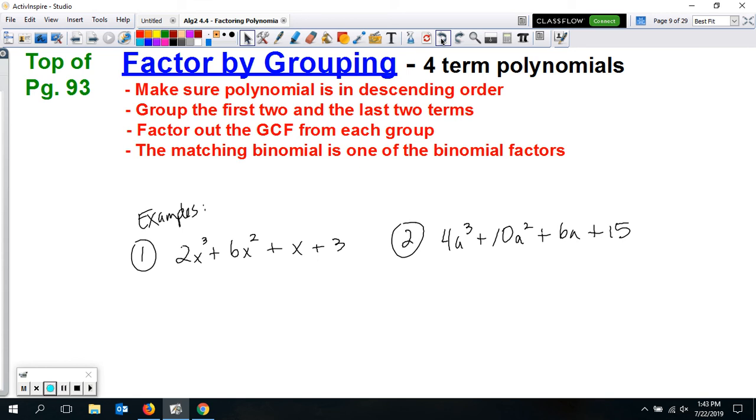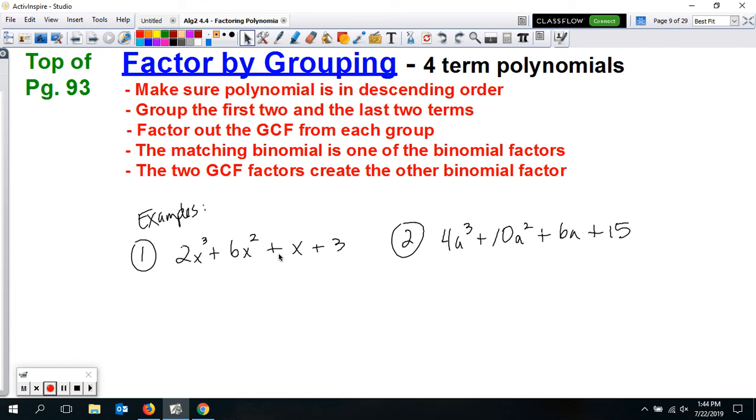And it's possible that it might not be factorable at all, or it may take another way to factor it. There is another way to factor 4-term polynomials sometimes where grouping doesn't work. But most of the time, in the situations you're going to get into right now with 4-term polynomials, factoring by grouping is going to be okay to use. So once you've got that first binomial factor, your matching binomial, then for the second binomial, the 2 GCF factors that you factored out from each group combine to create that other binomial factor.